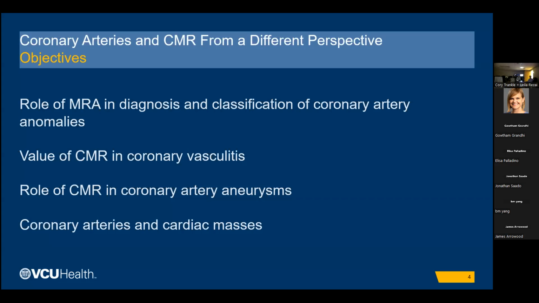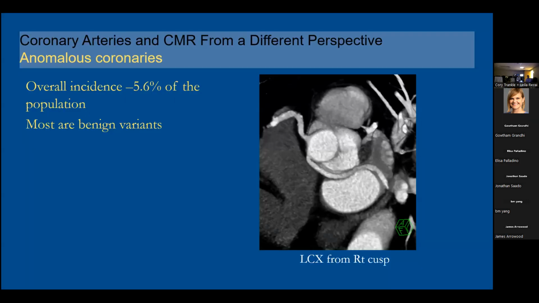The reason I came up with this idea was that when we talk about coronary arteries, we immediately talk about atherosclerotic disease, obstructive disease, ischemic disease, and the role of MRI is more focused on the stress MR. However, there are other aspects to coronary arteries, including anatomy, diseases such as vasculitis and infiltrative diseases, aneurysm, and relationship to cardiac masses.